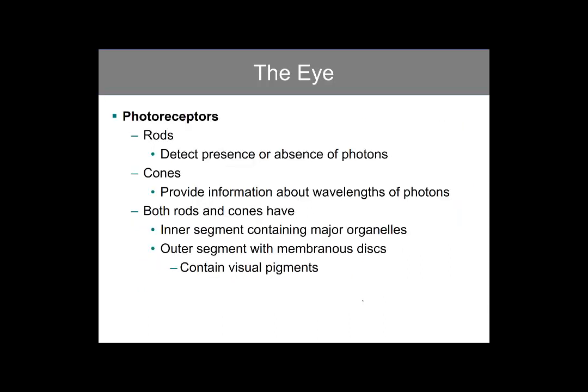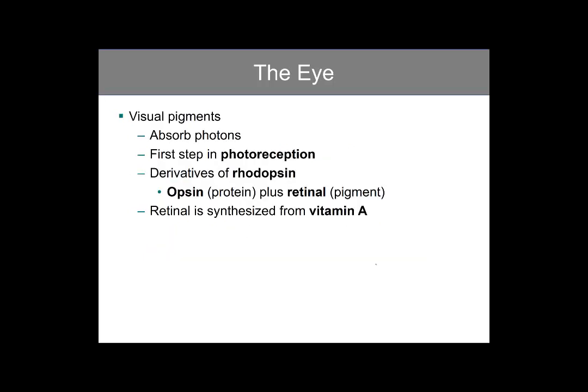There are two main types of photoreceptors. Rods detect the presence or absence of photons, while cones provide information about the wavelengths of photons. Photons being a property of light. Both rods and cones have two main segments. There's an inner segment that contains all the regular cellular organelles that you would anticipate belonging to a cell, and the outer segment contains membranous discs that contain visual pigments.